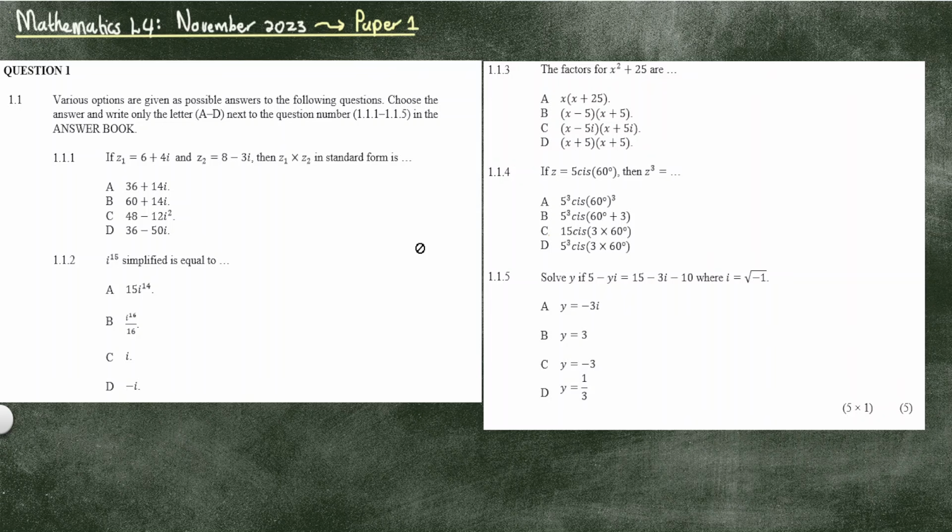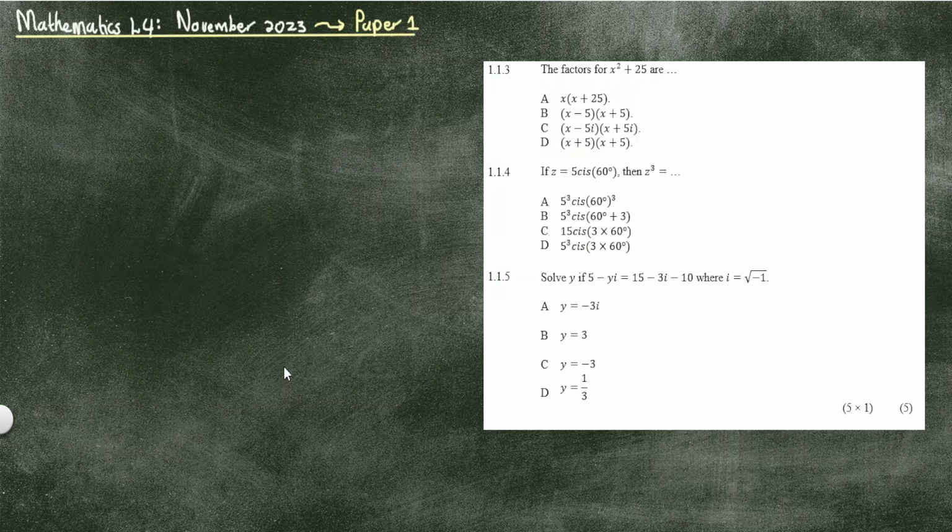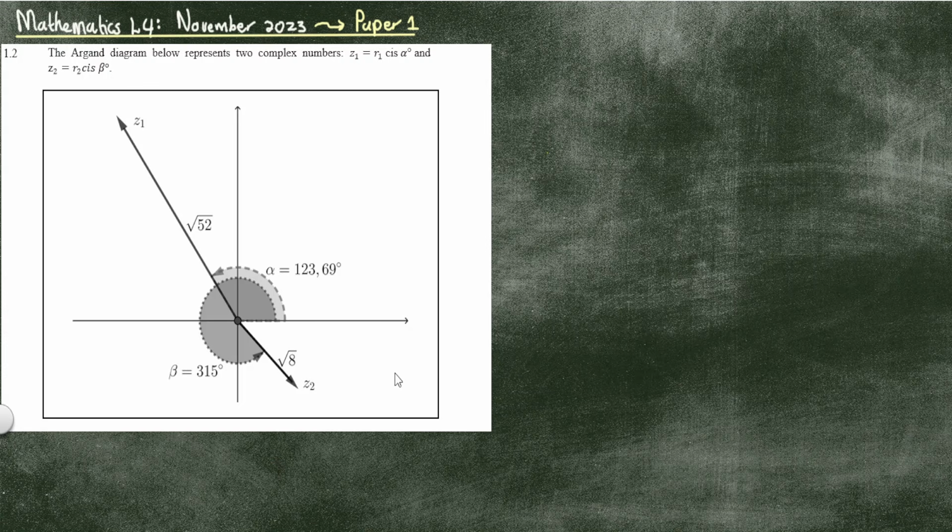Now, question 1 focuses on complex numbers. This is not the only question. On screen, I only have 1.1. It's a multiple choice question. There's also 1.2, 1.3, and I believe 1.4.